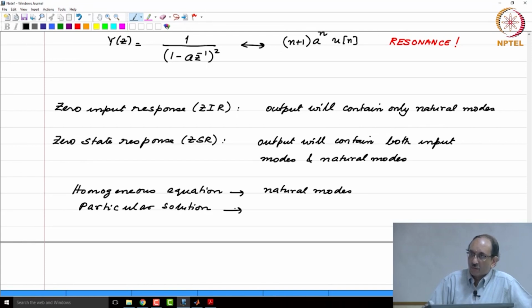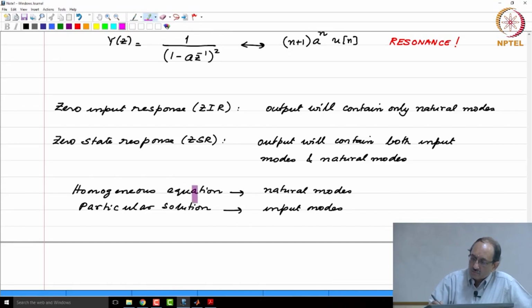In the particular solution, particular integral, there are no unknown constants in the solution, and you are told that the form of the particular solution has the same form as the input. Therefore, in terms of modes, what do you expect? Which modes will be present in the particular solution? Only the input modes will be present. And together they form the complete solution.